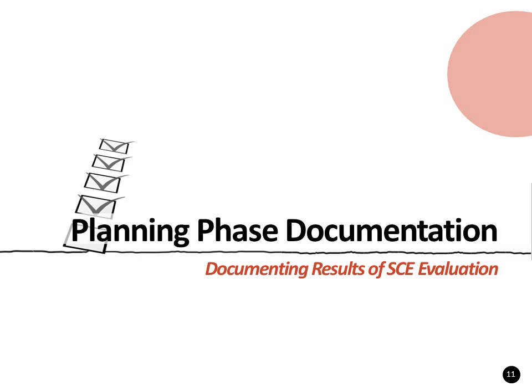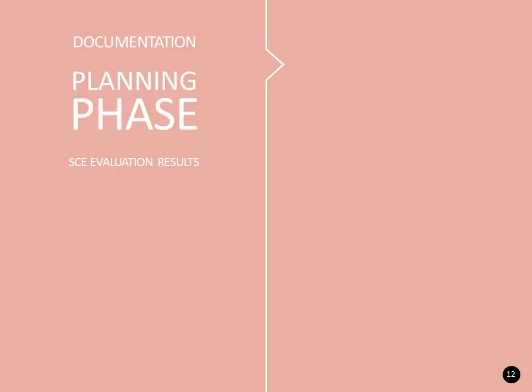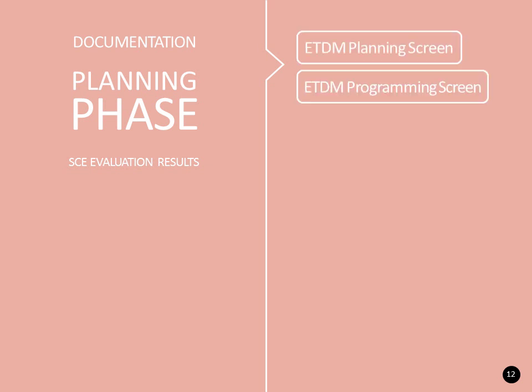In this section, we will review the documentation needs for planning phase SCE evaluations and how to report the results in the department's environmental screening tool. In the planning phase, projects that qualify as Efficient Transportation Decision-Making, or ETDM projects, are evaluated for sociocultural effects in conjunction with two project milestones, the planning screen and the programming screen.